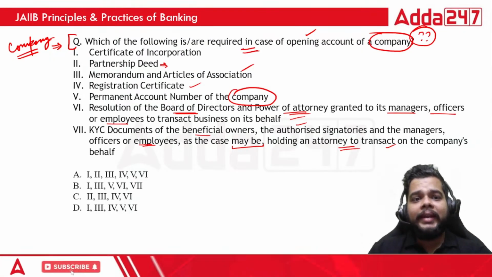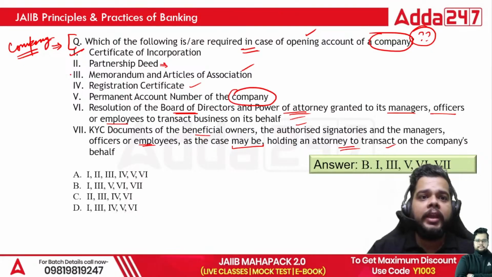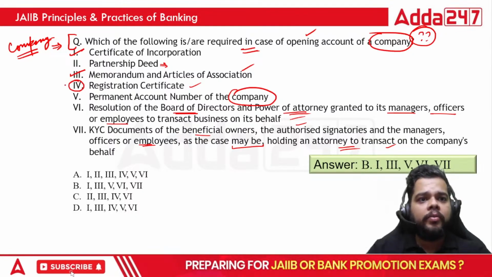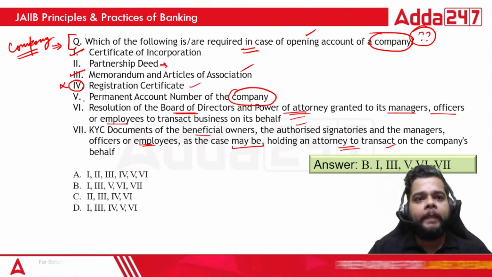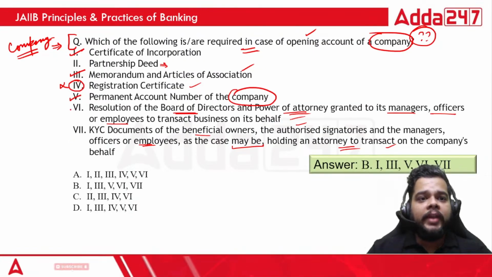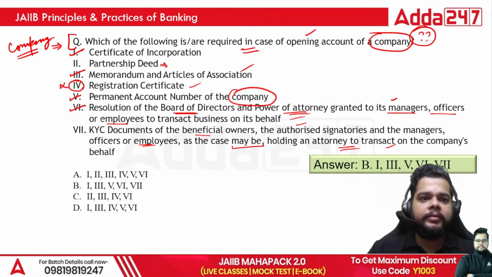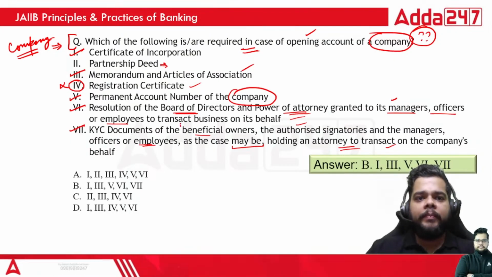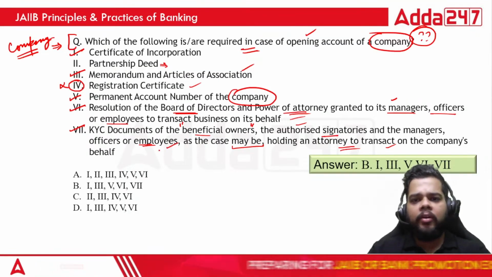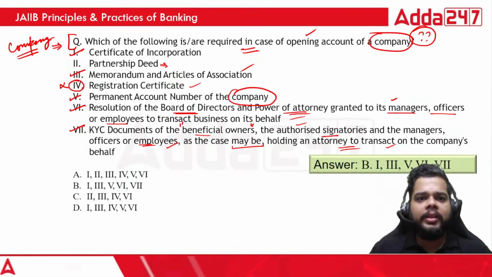Okay, so what will be the correct answer? Correct answer is option B, that is certificate of incorporation is required. Then we have the memorandum and article of association, registration certificate, whether it is required or not. No, it is not there in case of companies. Then we have permanent account number of the company. Yes, it is required. Then we have the resolution of board of directors, power of attorney granted to its managers, officers, employees. Yes. Lastly, KYC documents of the beneficial owners as well, along with the authorized signatories, managers, employees, officers, all those who will be transacting the business of the company. Okay, so all these are required.